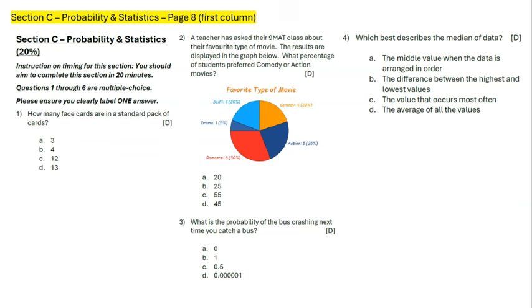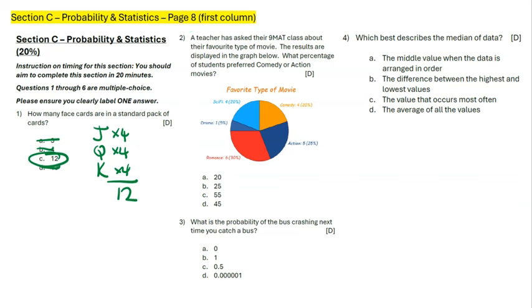Stats and probability. How many face cards are there in a standard pack of cards? So I guess to note, the face cards are the cards that literally have a face on them. So it's going to be Jack, Queen, and King. They're the only face cards. And in a pack of cards, there are 4 of each, aren't there? 1 of each suit. That means there are 12 face cards in total. So it's not these ones here. That means it's got to be C, number 12.